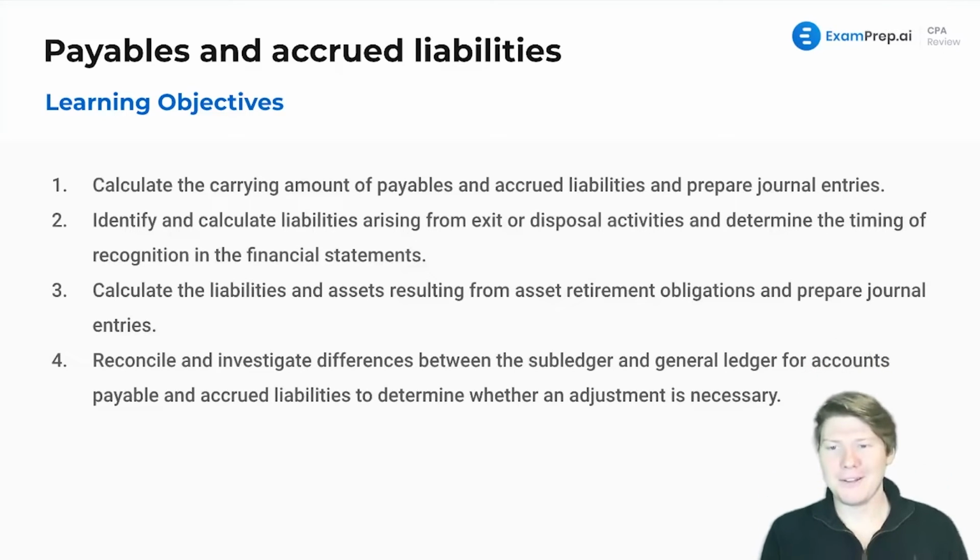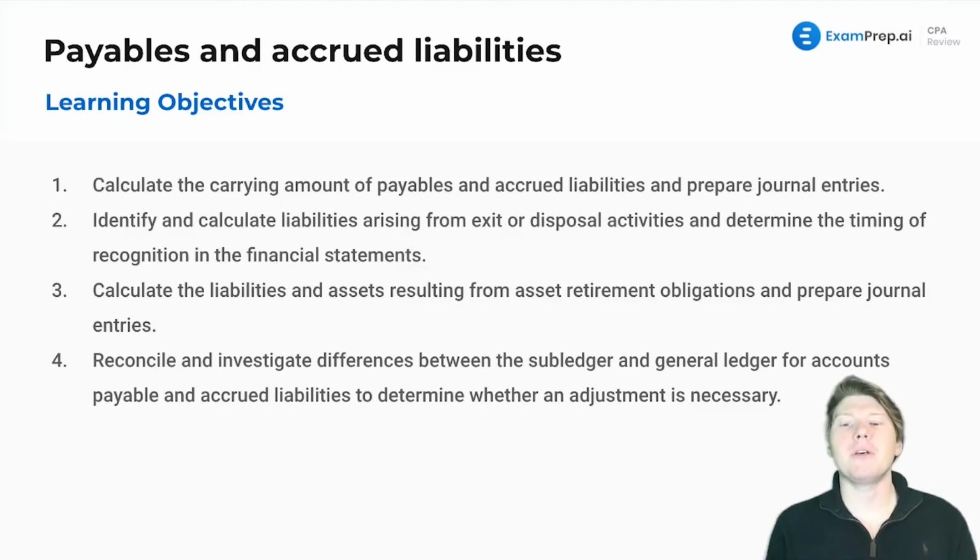Lastly, I'll drop down so you can read, reconcile and investigate differences between the subledger and general ledger for accounts payable and accrued liabilities to determine whether an adjustment is necessary. Do we need to adjust our liabilities for any reason, right? Do we owe more possibly? Do we owe less? That could be important. We'll see that and more. Let's dive in.